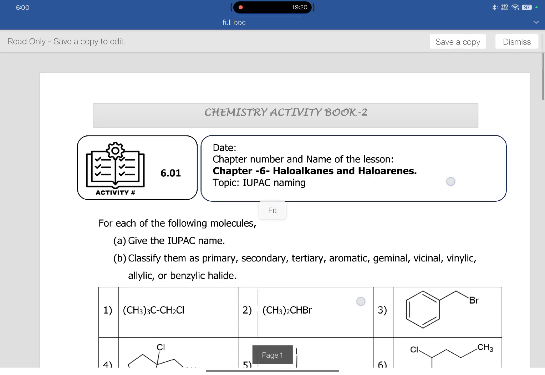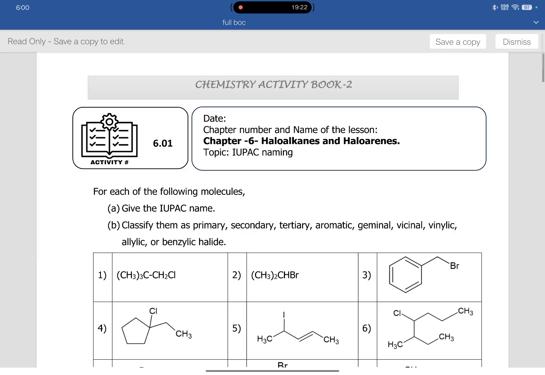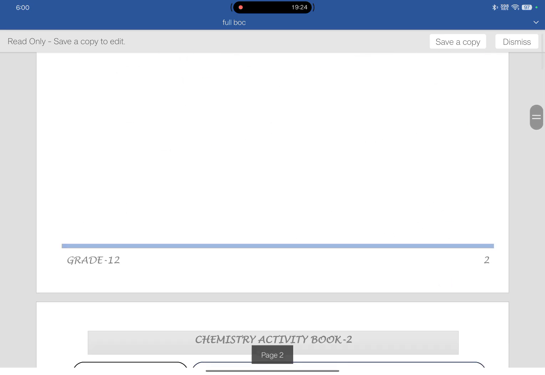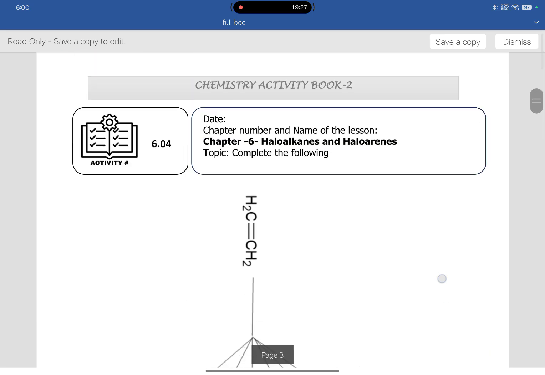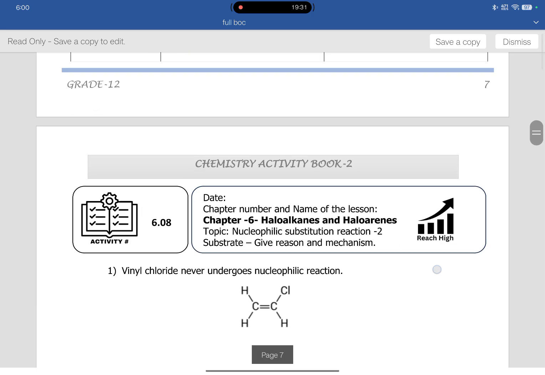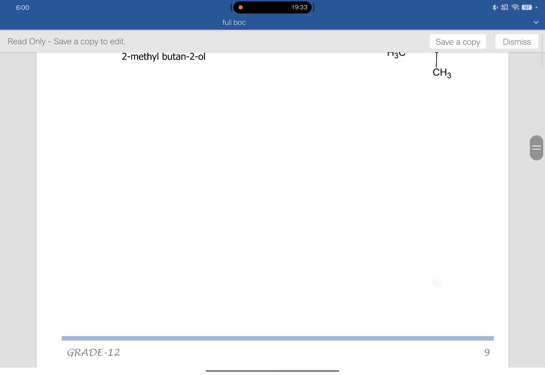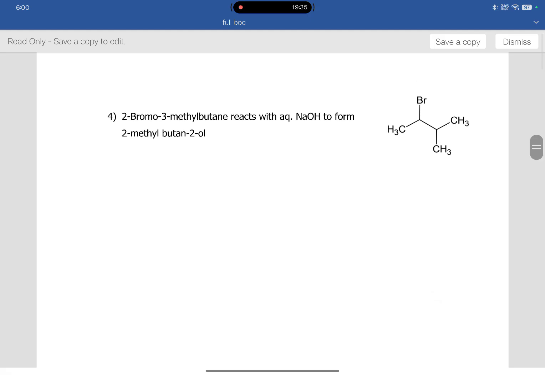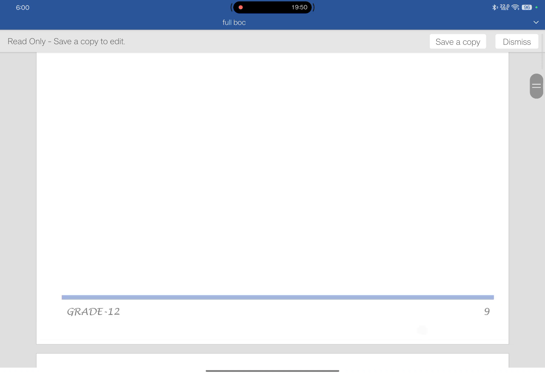So now I would like to give you a question. Whatever you learn, only if you solve a problem will you understand it better. Write down: 2-bromo-2-methylbutane reacts with aqueous NaOH to form dash. 2-bromobutane reacts with aqueous NaOH to form dash.